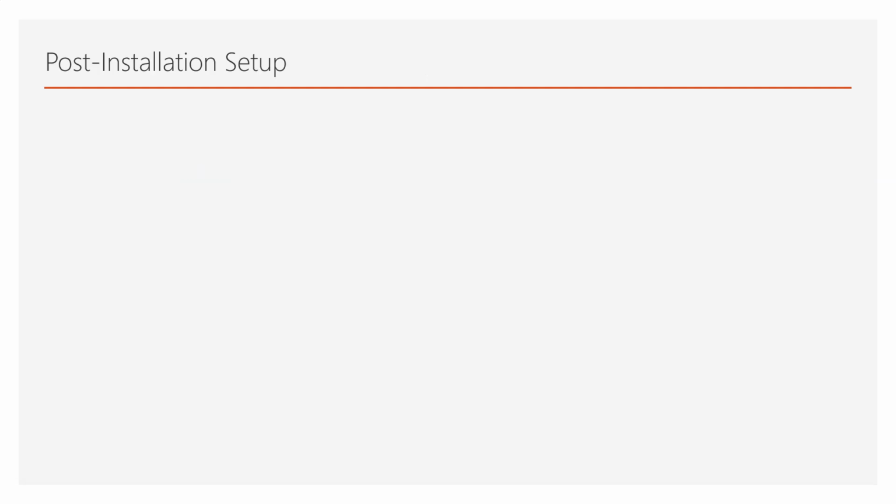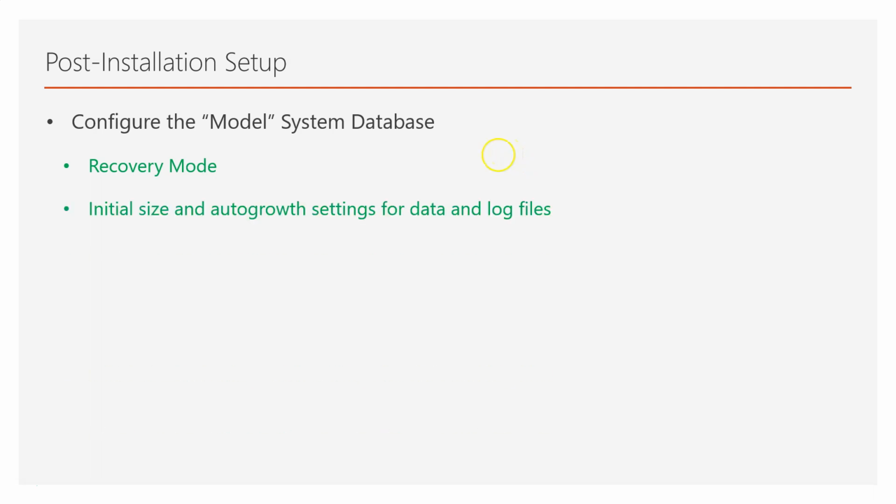And now there are some post-installation steps that should always follow after installation of a SQL Server instance. So first you need to configure the model system database, because whatever settings you apply on this special system database of SQL Server are inherited by each new database you create on the specific SQL Server instance. So for example, if you set up the recovery mode, the initial size and autogrowth settings for data and log files, and so on, all these will be inherited automatically by new databases that you create on the SQL Server instance.